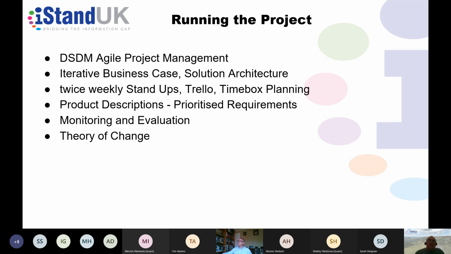So I wanted to mention how we're running the project, if you're interested in that, because I think this kind of project has been a growing experience for us taking part in it. We try and use Agile, and we often return to our business case just to iterate it and rethink what success is. We're holding regular stand-ups within the project team, and we're using our Trello board to work with that.